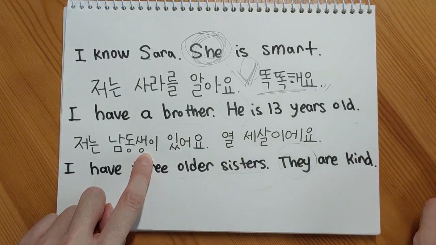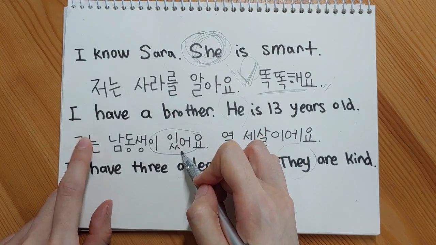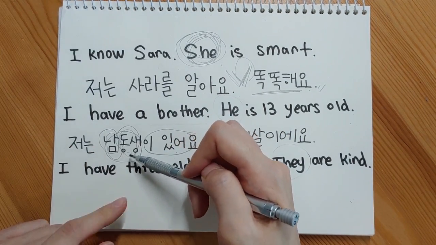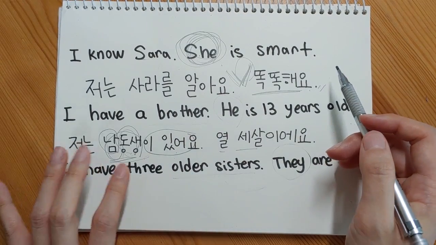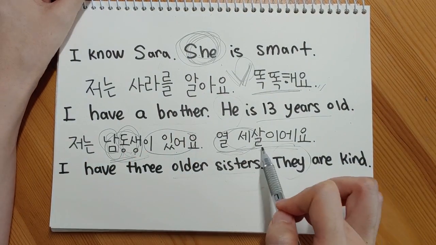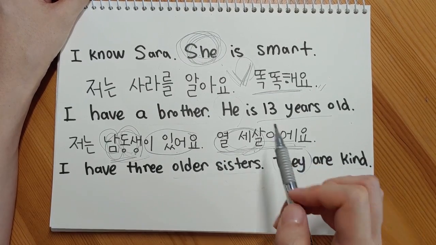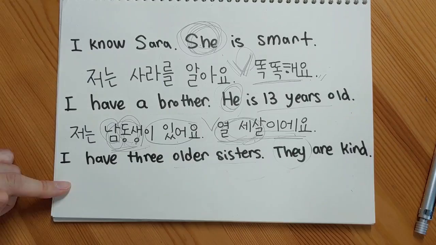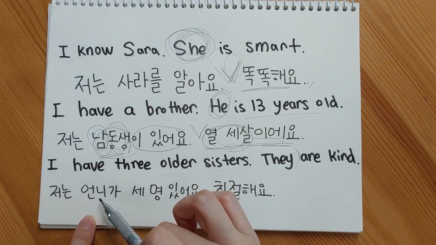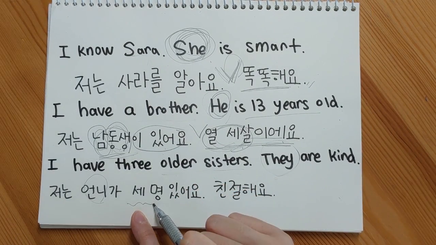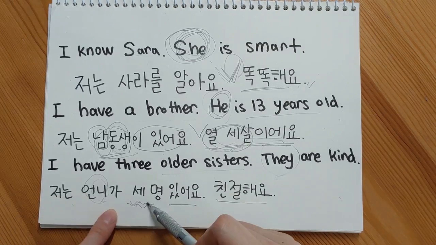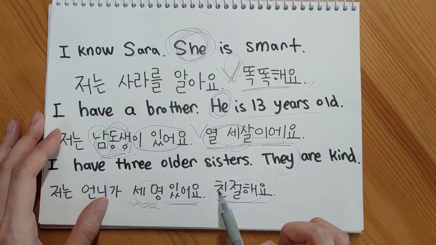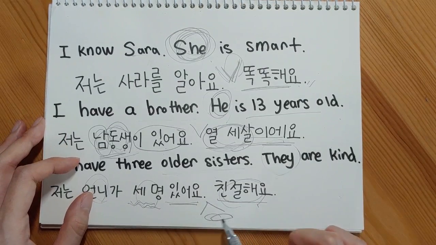저는 남동생이 있어요. I have a younger brother. 남동생 means a boy 동생. A boy, younger sibling. So it means a younger brother. 저는 남동생이 있어요. 13살이에요. Is 13 years old. As you can see here, he, the subject here, is removed because it is obvious. And same with this one. You can say 저는 언니가 3명 있어요. I, older sister, 3 people have. So I have 3 older sisters. 친절해요. Are kind. So here as well, the subject is removed, right?